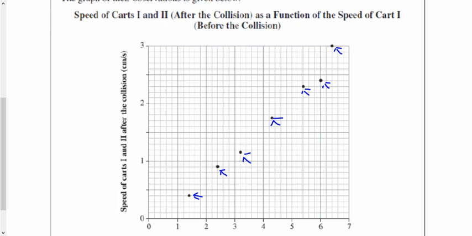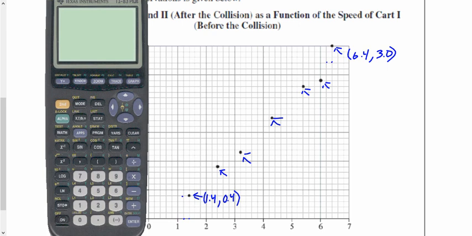The first one, you can see that the first one has an x-coordinate of 1.4 and a y-coordinate of 0.4. The last one has an x-coordinate of 6.4, and a y-coordinate of exactly 3. Again, you would find the x-coordinate and the y-coordinate of all of them and enter all of them into your calculator. I'll show you how it's done with only 2 data points, however.